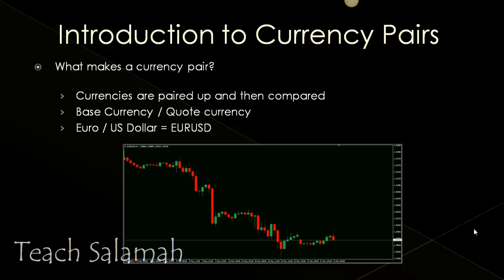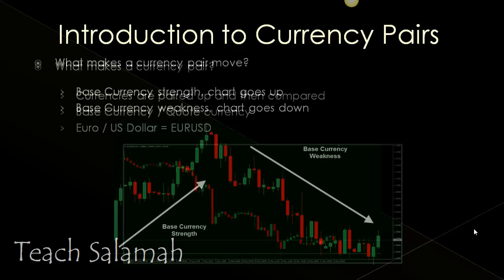The first currency in the currency pair is known as the base currency. The second currency is known as the quote currency. In this example, we're looking at the Euro-US dollar. We've taken the Euro and we're going to compare it to the US dollar. Based on the order of the currency pairs, which we will discuss just now, the Euro has a higher prominence and features ahead of the US dollar. That makes the Euro the base currency. The US dollar is then the quote currency.